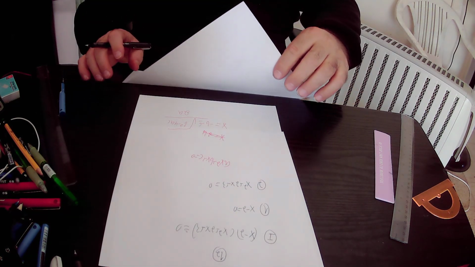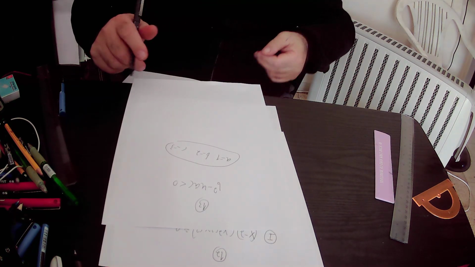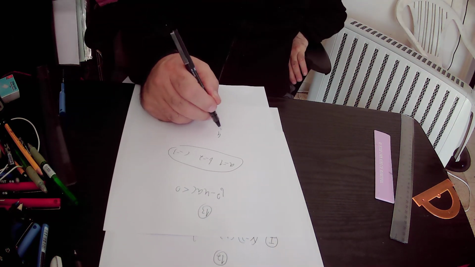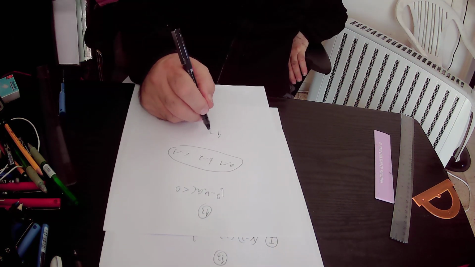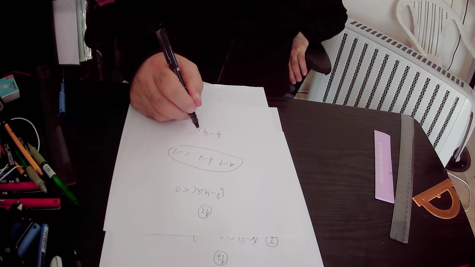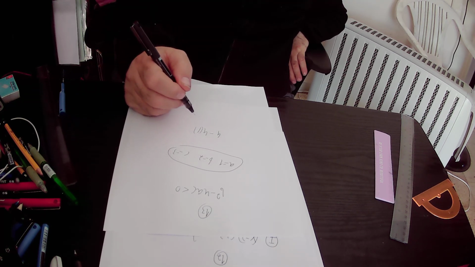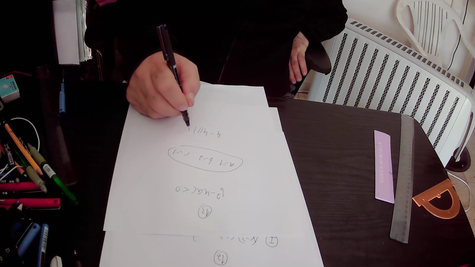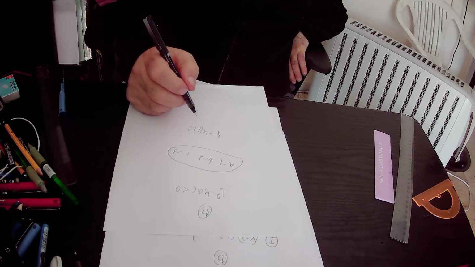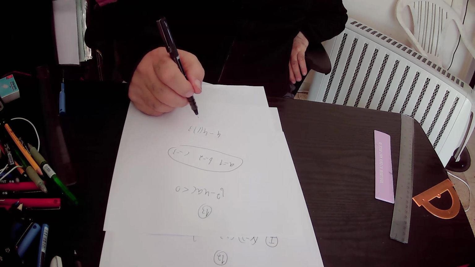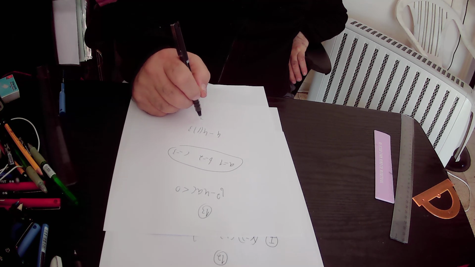So b squared is 2 squared. 2 squared is 4. Minus 4 times a, which is 1, and c equals 3. So in total 4 minus 12 is minus 8.